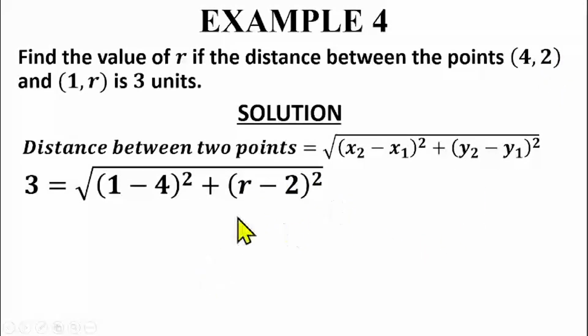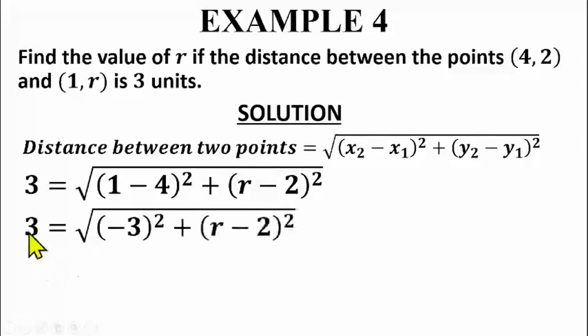Do you understand that? Then if you simplify that further, we have 3 equals 1 minus 4 gives us minus 3. Then you have minus 3 squared plus r minus 2. We can't subtract that, so r minus 2 remains r minus 2, and we have r minus 2 squared. From there also, we can find the square of minus 3, that will give us 9. So we have 3 equals the square root of 9 plus r minus 2 squared.